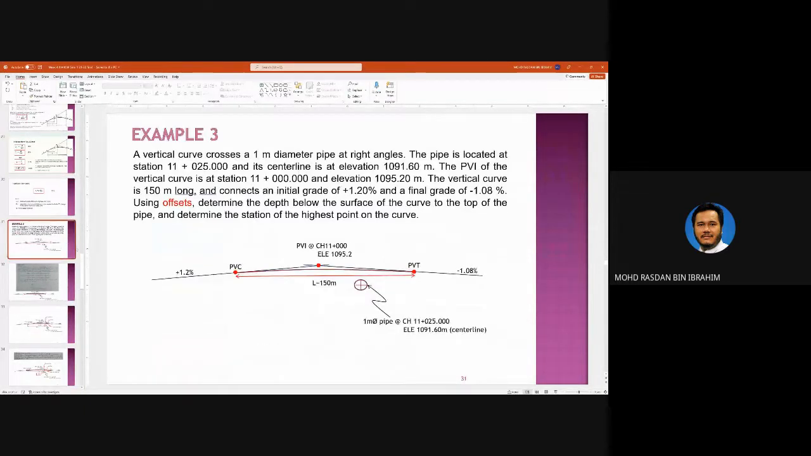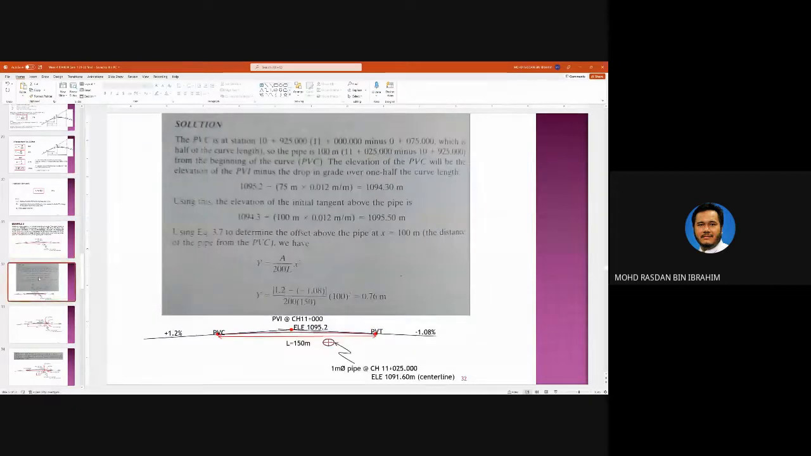So using offsets, determine the depth below the surface of the curve to the top of the pipe. So we want to know how deep the pipe is under the road. Then determine the station of the highest point on the curve. So they need to know two things: the depth of the pipe and the highest station on the curve. Let's find the depth of the pipe first.